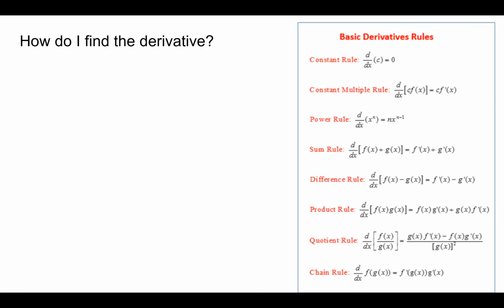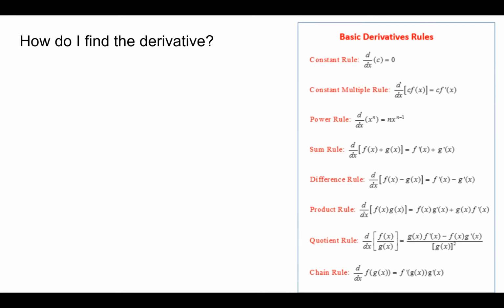Our next rule is the constant multiple rule. This one is also pretty straightforward. It tells us that if you have a constant multiplying a function, you can just carry the constant through when you take the derivative. The key idea here is that constants don't affect how something changes. They just scale the result.